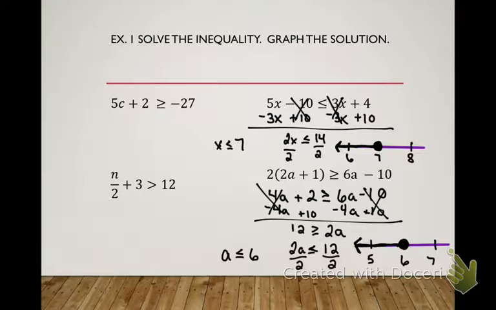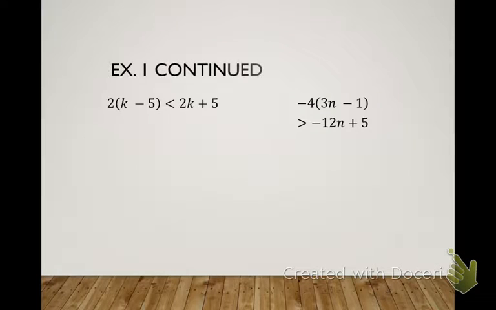Okay, did anybody get that right? Anybody get it right? Okay, any questions? Do we have any questions, guys? Let's do our last two problems. So 2 times k minus 5 is less than 2k plus 5. I want you to go ahead and do your distributive property. Okay, go ahead and do the distributive property here.